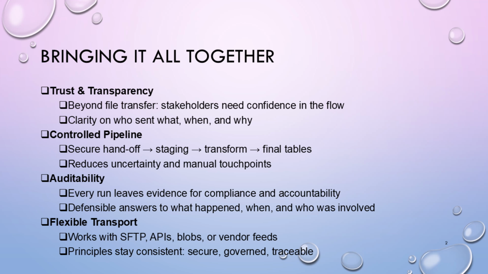This walkthrough used SFTP, but that choice is flexible. You could just as easily plug in APIs, blob-based exchanges, or third-party feeds. The mechanics might change, but the thinking doesn't. Design for secure access. Be intentional about how data flows. And always assume you'll need to explain and defend the outcome.